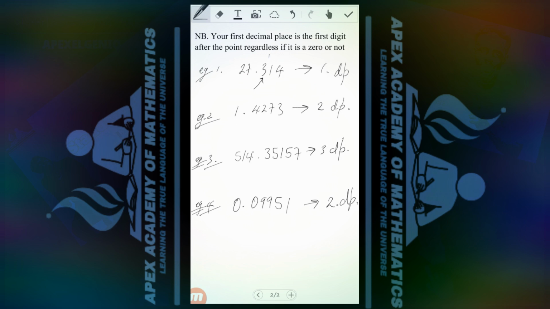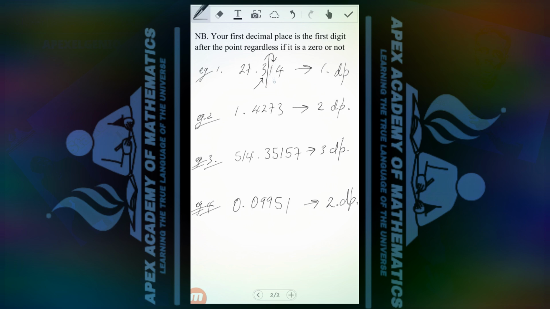I will then draw a line after this 3. I will then focus on the number that comes after it. You can focus on the 1 or you can focus on the 14. If you focus on the 1, you need to check whether 1 is less than 5 or greater than 5. If you focus on the 14, you check whether 14 is less than 50 or greater than 50. But we're going to keep it simple in this video by just focusing on the digit immediately after the line, which is just the 1.